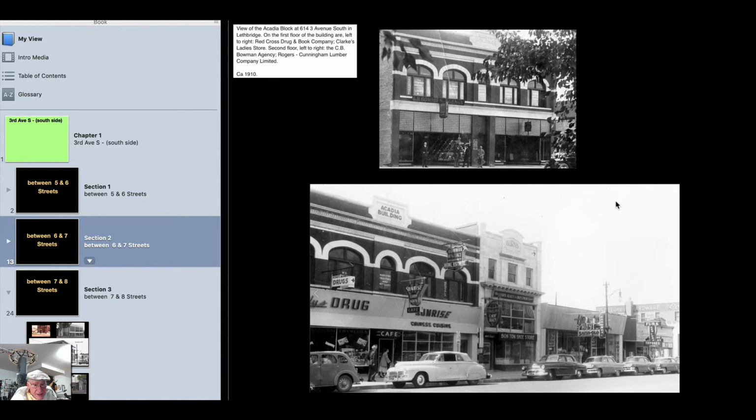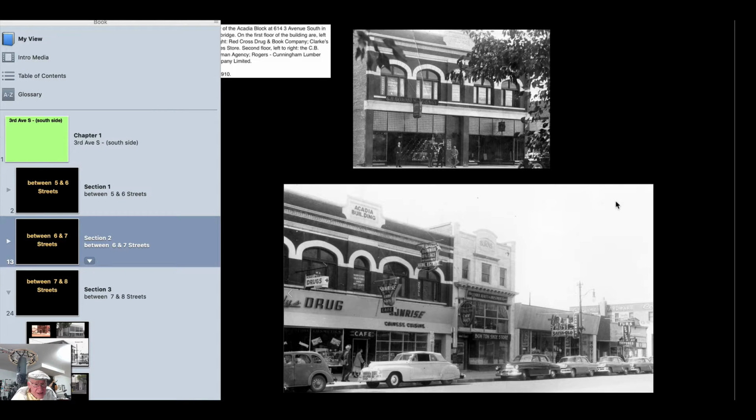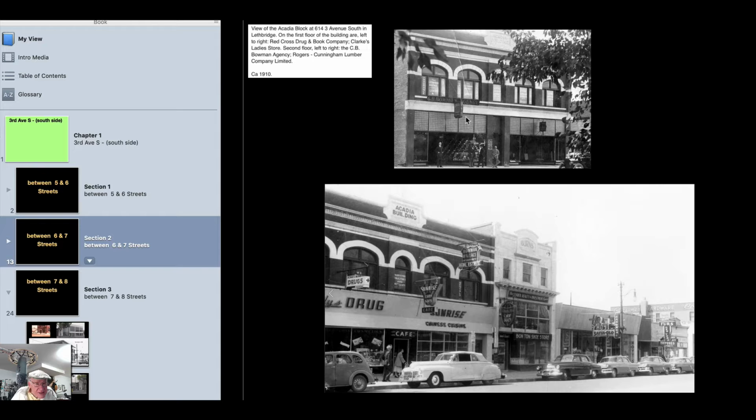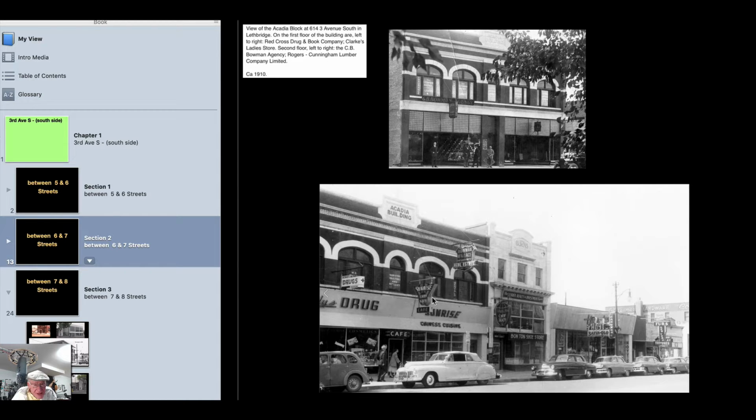And then you see the Acadia building and how it's changed over the years. Here's an early version. And I put this little part up here so I can remember when the picture was taken. And they say it's 1910. And then the next picture down here, you can see they've done a lot of changes to the front. And this is probably from the late 50s, I would say.